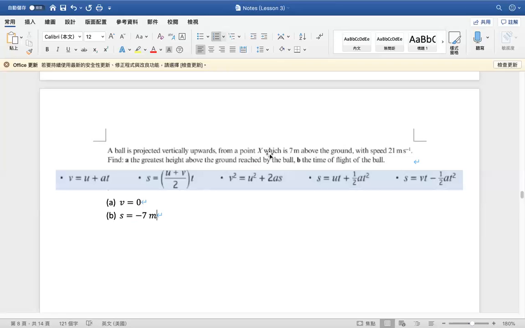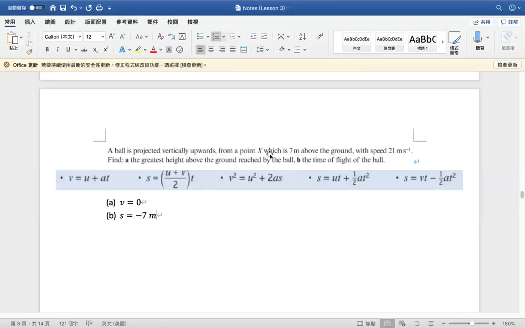Do you get the answer here? No, I'm still thinking. Okay. I'm not sure which equation to use.